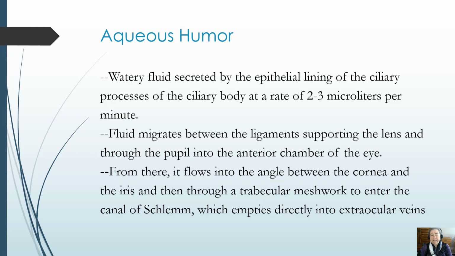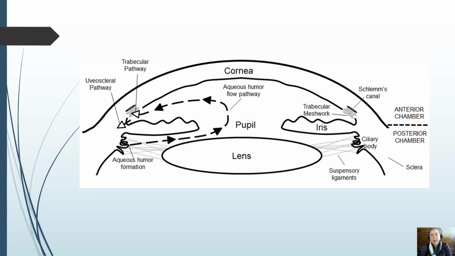So it flows into the angle between the cornea and the iris and through something called the trabecular meshwork to enter the canal of Schlemm. And the canal of Schlemm empties the fluid into the veins around the eye. And here we have a picture.